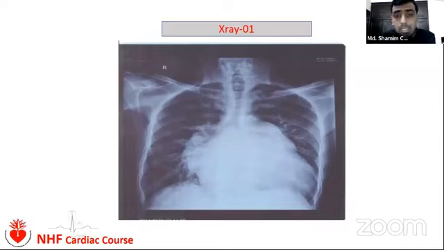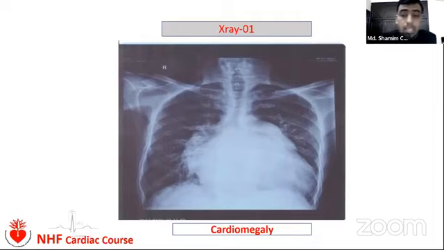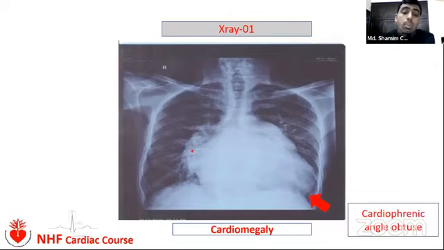Now, this is my first X-ray, showing obvious cardiomegaly. What we have to look for is the cardiac apex, whether it is LV type or RV type. The left cardiophrenic angle is obtuse, so it is an LV type apex. There are other features like a double heart border, widening of the carina, and left atrial appendage enlargement. So probably this is a case of multiple valvular heart disease, with mitral stenosis and mitral regurgitation, as there are features of left atrial enlargement.